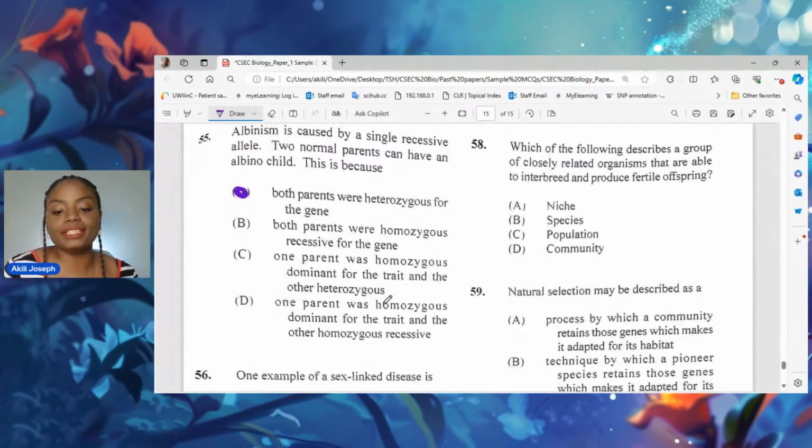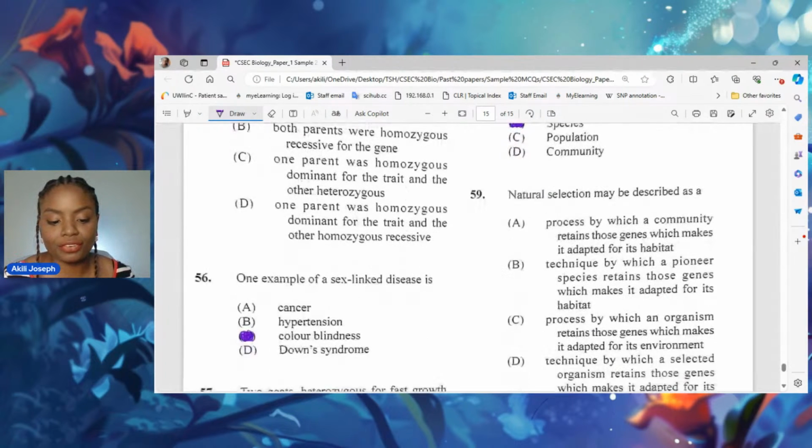58. Which of the following describes a group of closely related organisms that are able to interbreed and produce fertile offspring? It's going to be B, species. That's the textbook definition for a species.